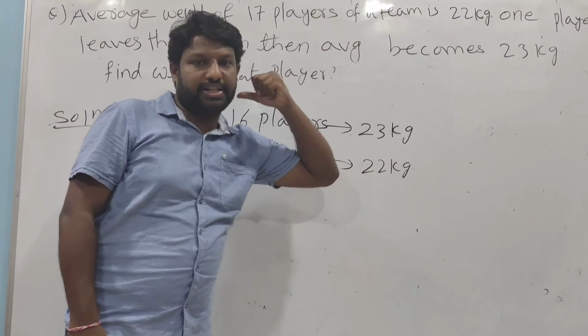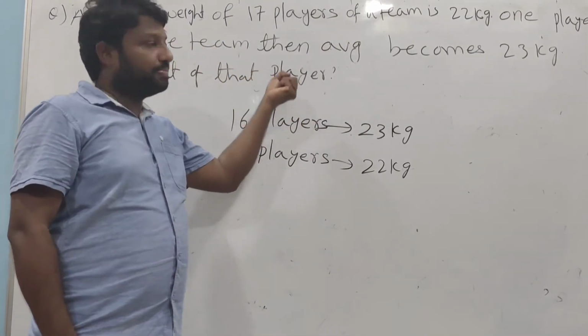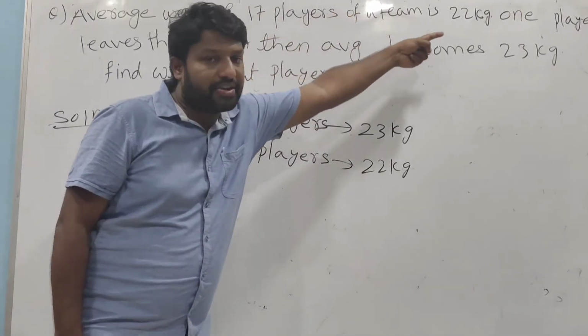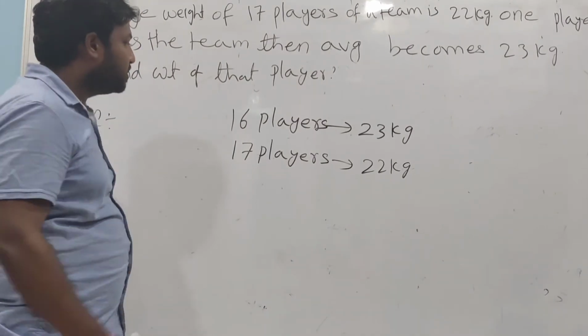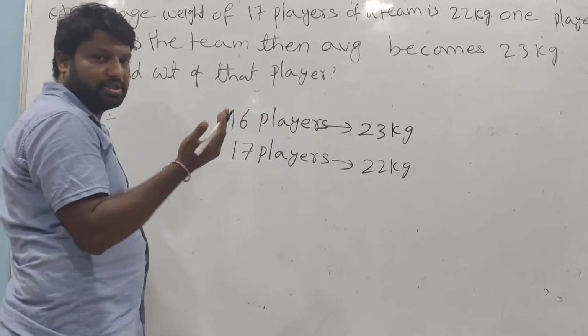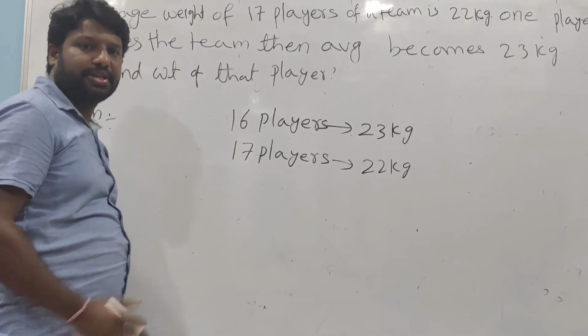Their average is 23 kg. Now one player joined the team. What is the average? 22 kg. So I will relate to that formula. Now we have to find the weight of that player. So what will I do? New innings is equal to old average plus or minus change into total innings.